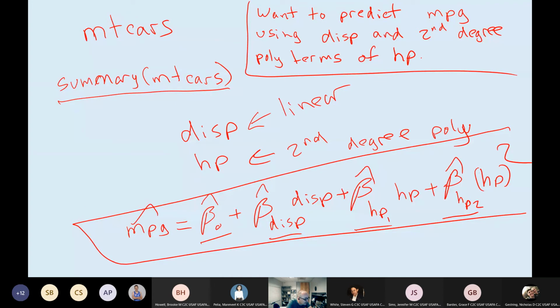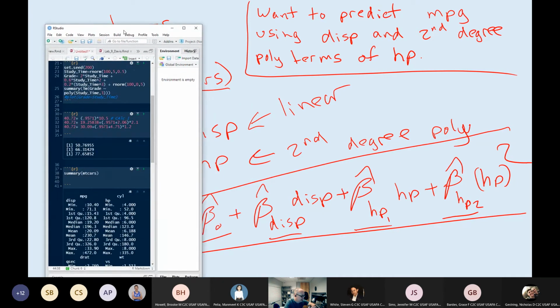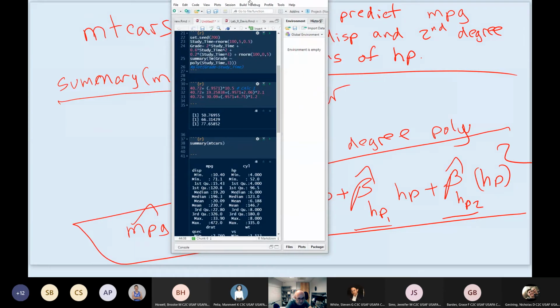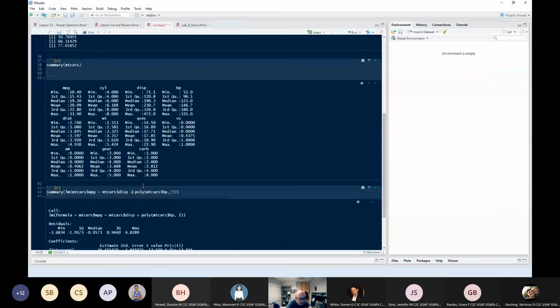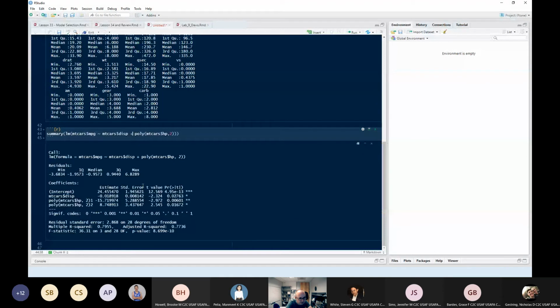It is possible that I did something wrong. So let me see what we got. We are trying to do miles per gallon using displacement and a second degree polynomial of horsepower. So let's cut to the chase. Here are my results at the bottom. You guys tell me, what did I do?